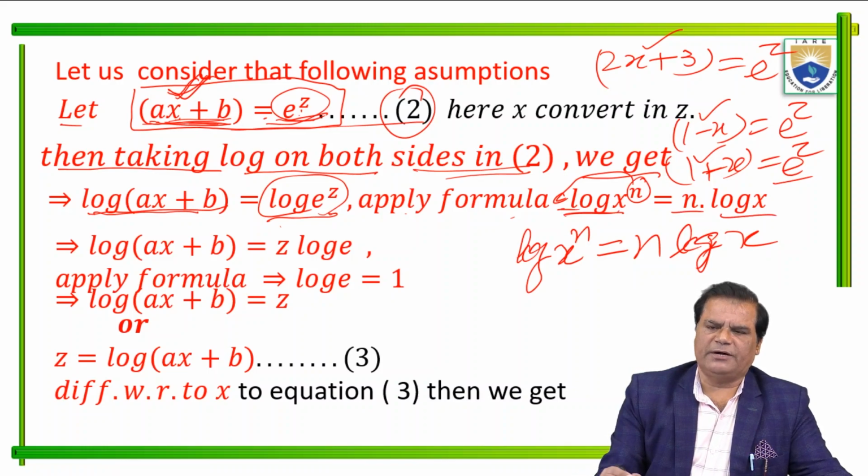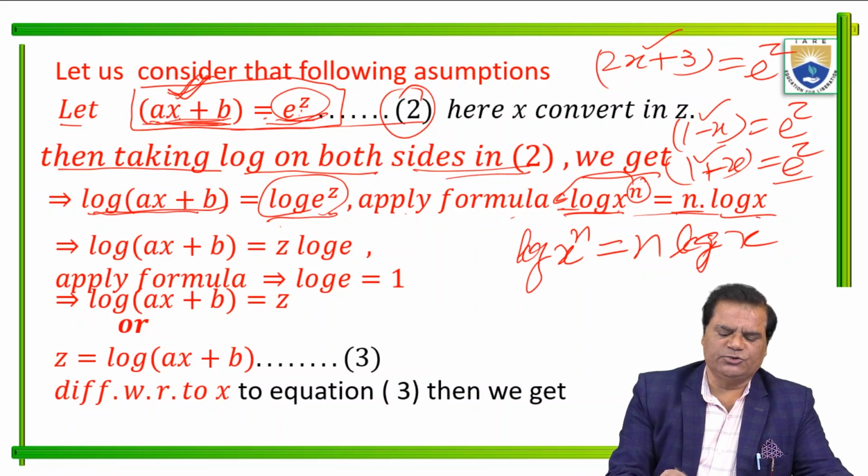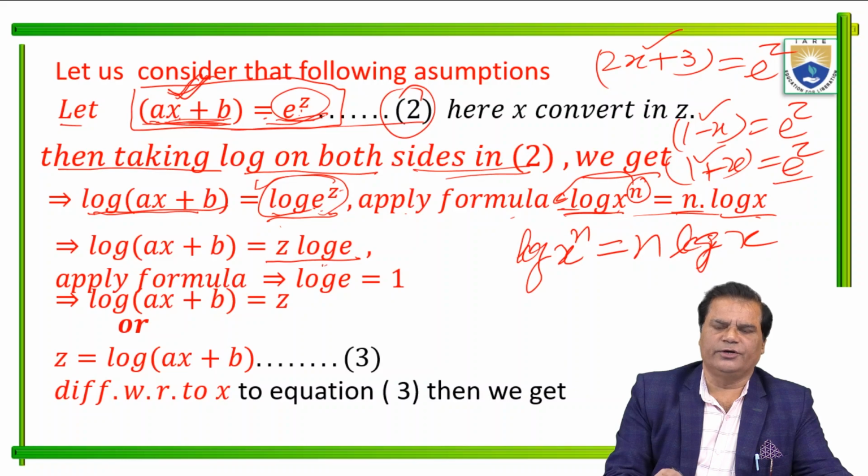X log x to the power n converts to n log x. So we apply this formula in this equation. Here is log e to the power z. Z comes before log, so z log e. Apply the formula here. Log e is equal to 1.